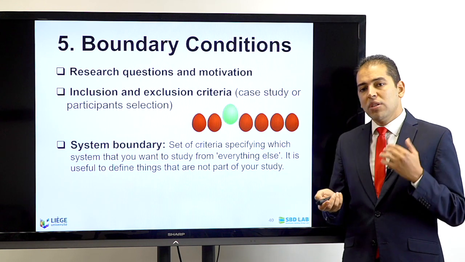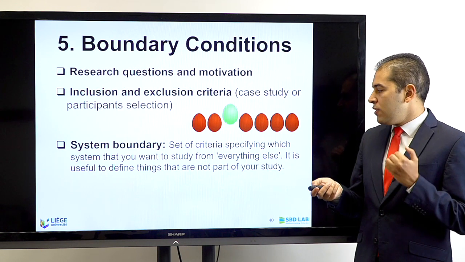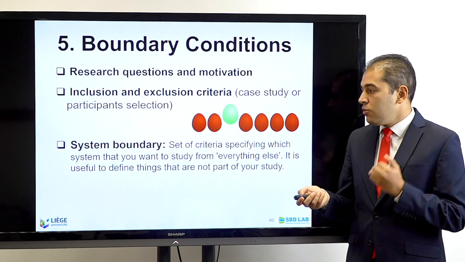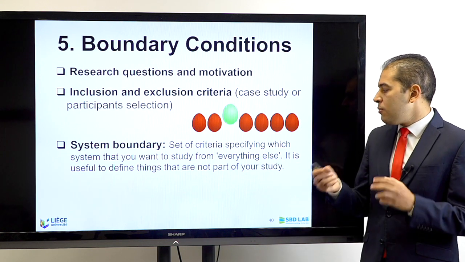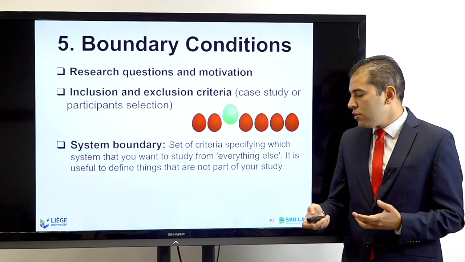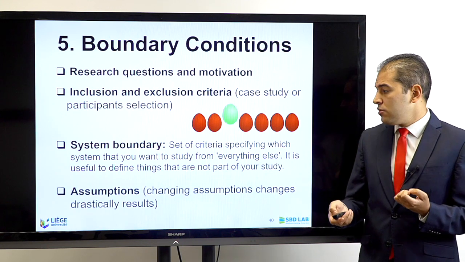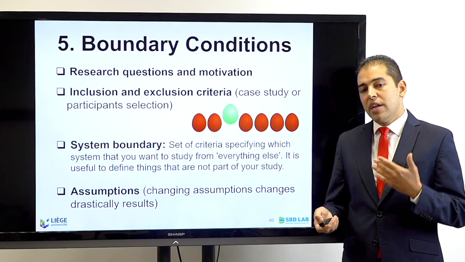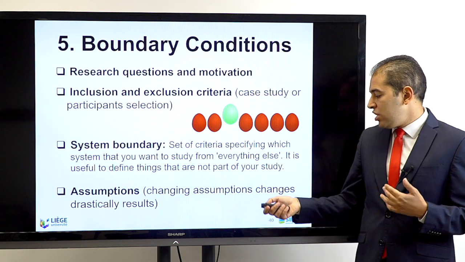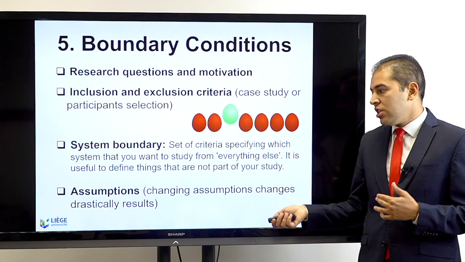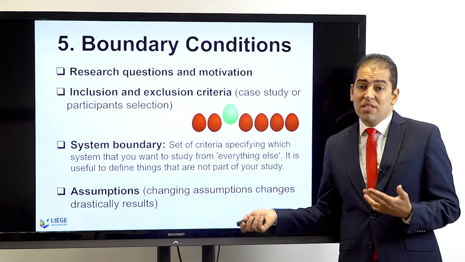You must know what the system boundaries are. It is a set of criteria specifying which system you want to study from everything else, and it is useful to define things that are not part of your study. So don't forget about it, and also it will allow you to share and communicate your assumptions, and changing assumptions always changes the results drastically.